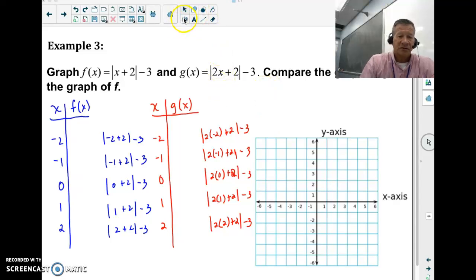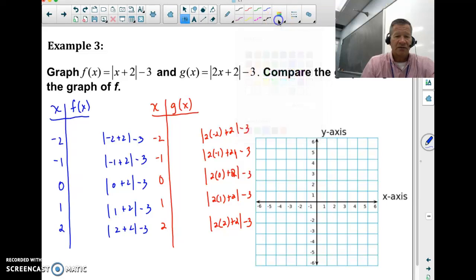Example 3 of section 1.1, we are going to graph a couple more functions and then compare their graphs together to see what happened. So I've got f of x is the absolute value of x plus 2, minus 3, and g of x is the absolute value of 2x plus 2, minus 3. Before we even start, you notice that the only difference between these two functions is that g of x has a 2x in place of x. What we're basically going to see is how that affects the graph, okay?